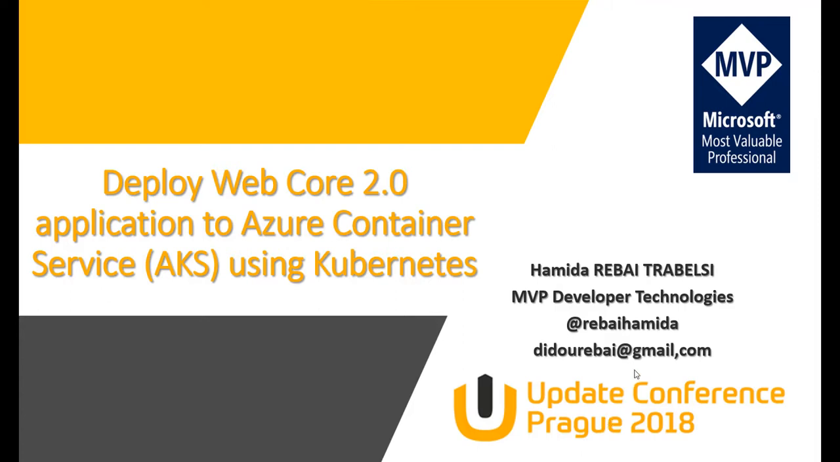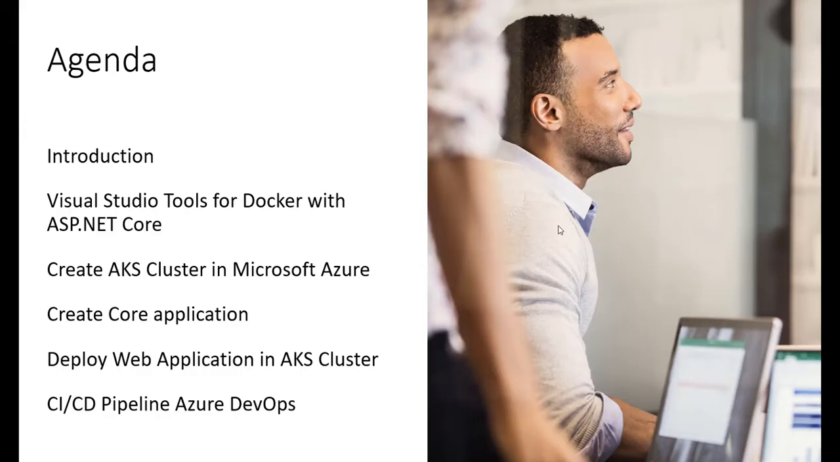During this session, we will describe the workflow to compile a Docker-based ASP.NET Core web application and then deploy it to a Kubernetes cluster that is already running on Azure Kubernetes Service, AKS. After that, we will create CI/CD pipelines using Azure DevOps. The first step is creating and configuring an AKS cluster. After that, we move to Visual Studio to create a new ASP.NET Core web application and deploy it. And we will finish with CI/CD pipelines in Azure DevOps.